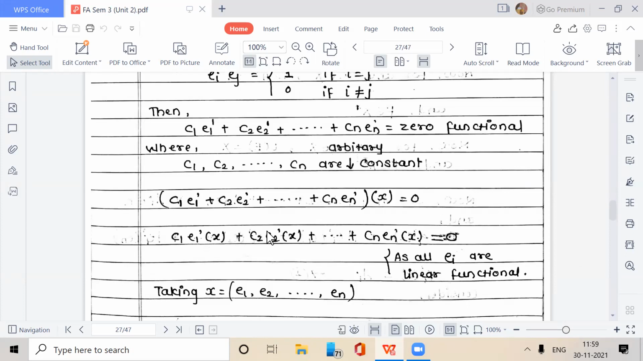Now C1 E1 dash plus C2 E2 dash plus and so on Cn En dash into X is equal to 0, because this is a 0 functional. As all Ei dash are linear functionals, we can write C1 E1 dash into X plus C2 E2 dash into X plus and so on Cn En dash into X is equal to 0.